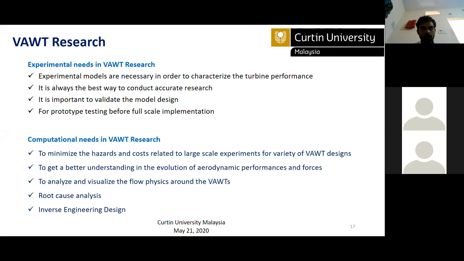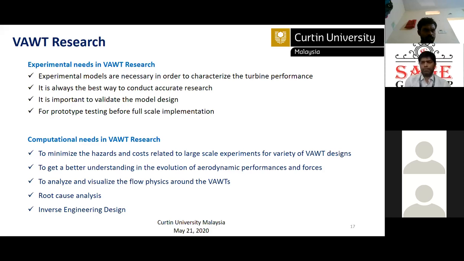Okay, fine. So we are discussing the computational need of vertical wind turbines when we go for root cause analysis or inverse engineering design, particularly when we are talking about engineering wind turbine farms. At that time we have to find different locations suitable for vertical wind turbine installation, and without computational work we cannot identify, in a large wind farm, how to install the different vertical wind turbines at different locations. So inverse engineering design is very important.